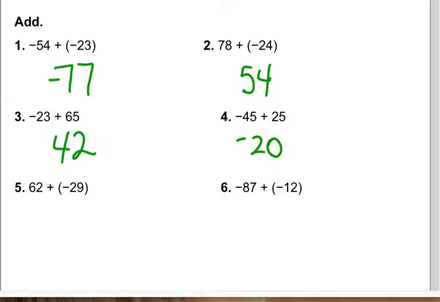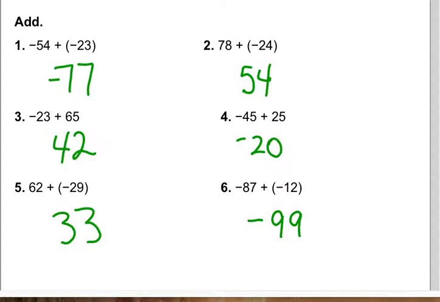62 plus negative 29. Alice. She says 33. And finally, negative 87 plus negative 12. What's it going to be, Paige? Negative 99. Good job. All we're doing is adding integers, right?